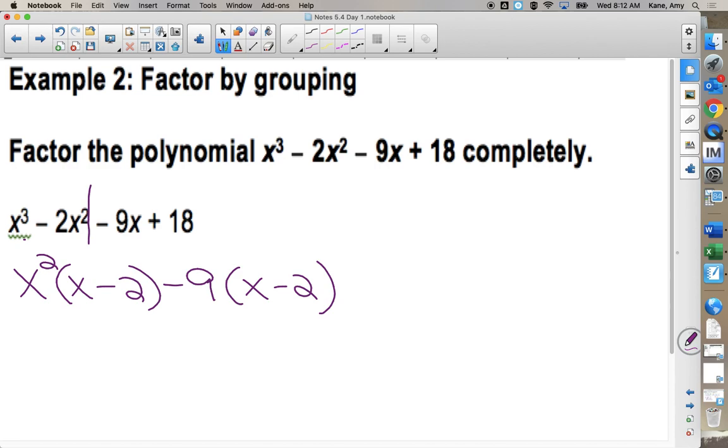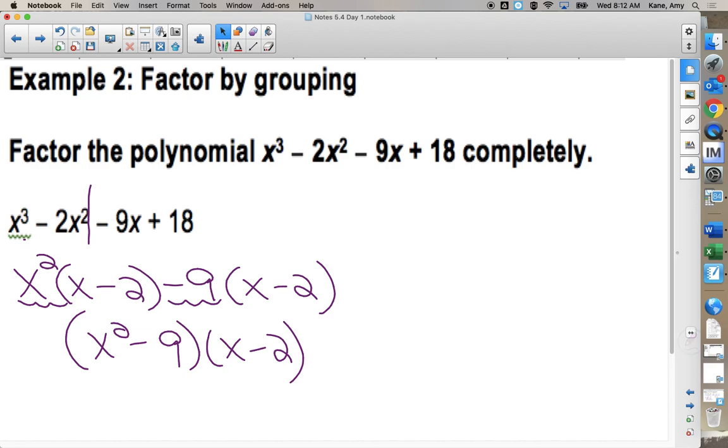And then, Jack, what would you do? X squared minus 9, and then x minus 2. Right. So factor by grouping. And generally, probably like 75% of the time, the first two pair together, the second two pair together. Sometimes you have to rewrite it.